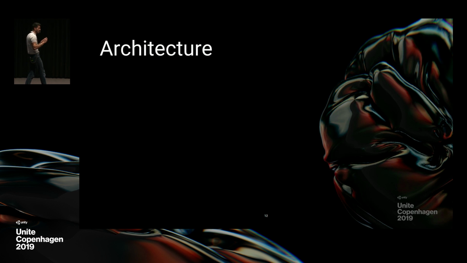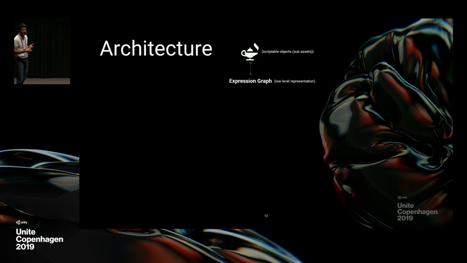So I'd like to just touch a little bit on the technical side of how it works. This is the icon for the visual effects graph, you have your actual asset in the project folder. And this contains scriptable objects as sub-assets. This is the user-facing side, so what we saw before with spawn, initialize, update, all the nodes, all the blocks you add to that. So this is what a user sees. What we do from this, though, is we generate an expression graph, which is a lower-level representation of the visual effects graph. So at this point, things get a little bit more efficient.